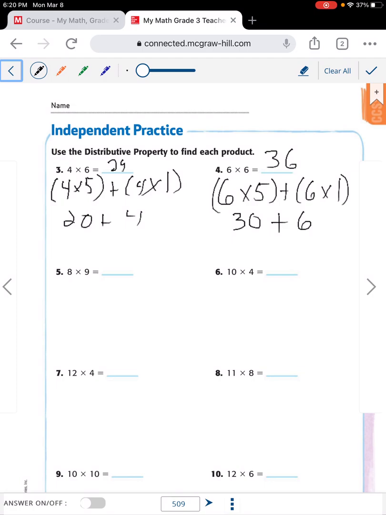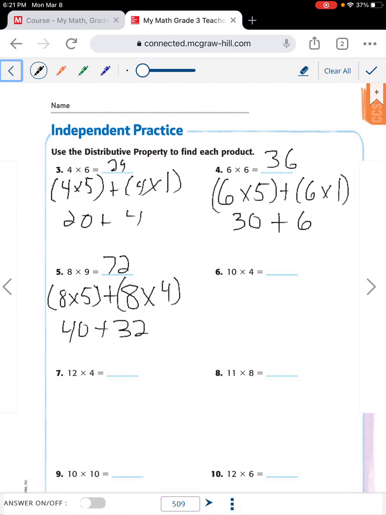Next, we have 8 times 9. You can choose which one you want to break down because both of them are bigger than 5. In this case, I'm going to break down the 9. 8 times 5. And 5 plus 4 equals 9, so 8 times 4. 8 times 5, 40. Plus 8 times 4, 32. Total, 72. Number 6, we have 10 times 4.